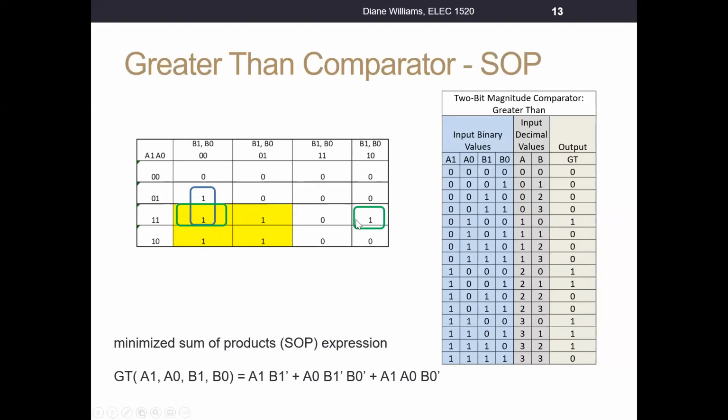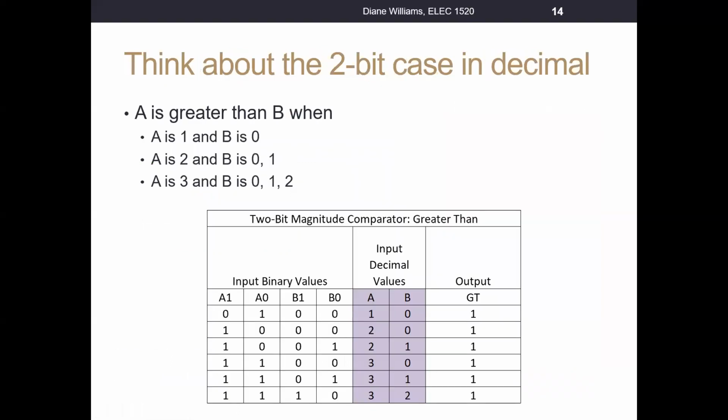For practice, I would suggest that as you go through this lecture, you stop now, create a truth table, fill in the values, the 0s and 1s, create your own K-map, and see if you get the same expression before going on. All right, now that we have that expression, I want to think about the 2-bit case.